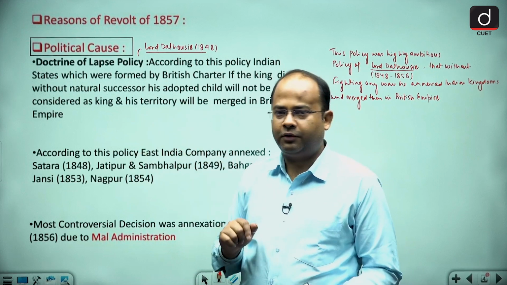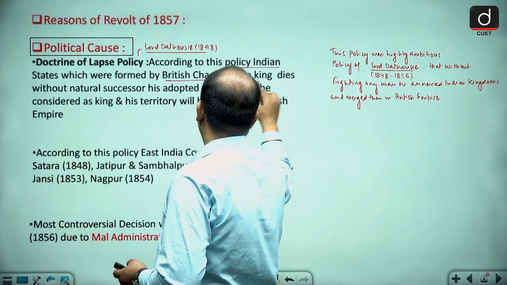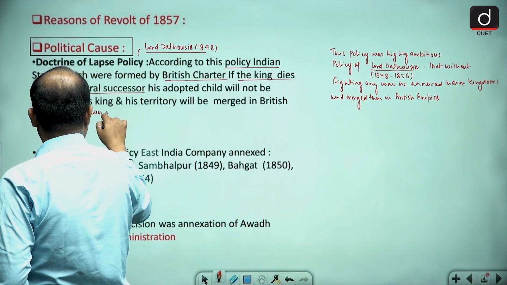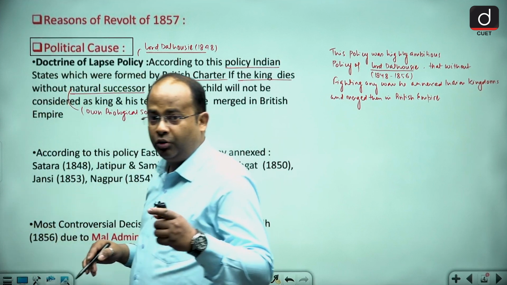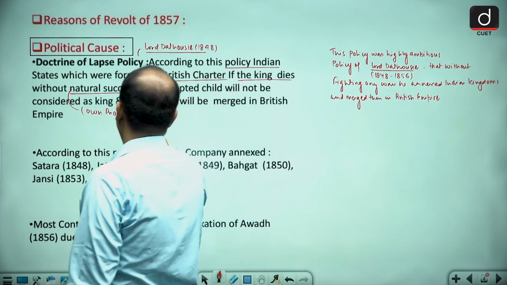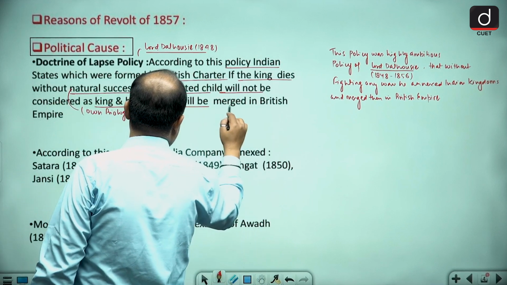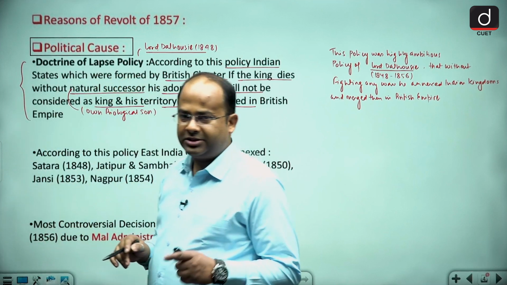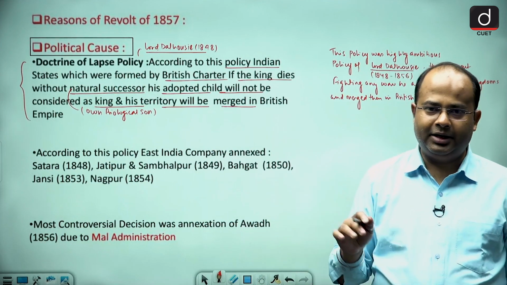So that was the policy of doctrine of lapse. According to this policy, if the king dies without a natural successor, meaning own biological son, because at that point of time only a son used to be the next successor, and daughters were not allowed to sit on the throne, then his adopted child will not be considered as the king, and the territory will be merged in the British Empire. So this was a highly ambitious policy of Lord Dalhousie, that without fighting any war, he started annexing the Indian states.